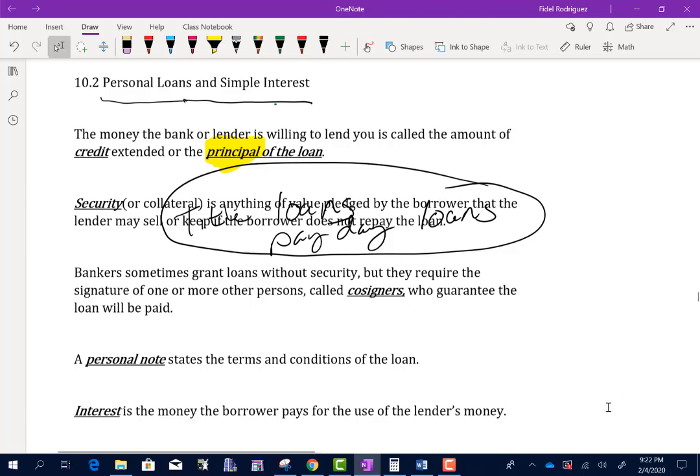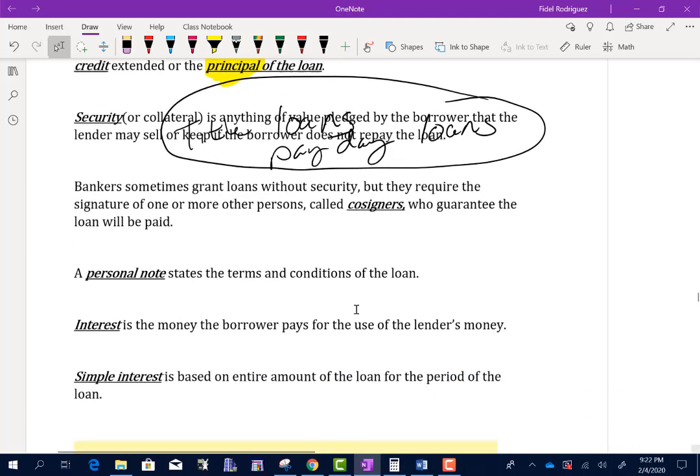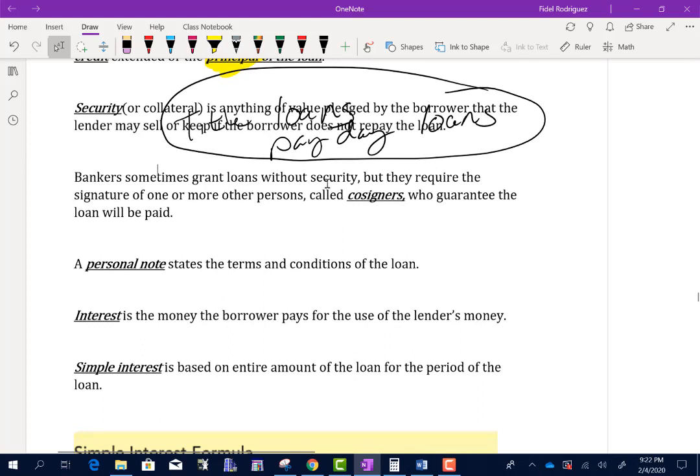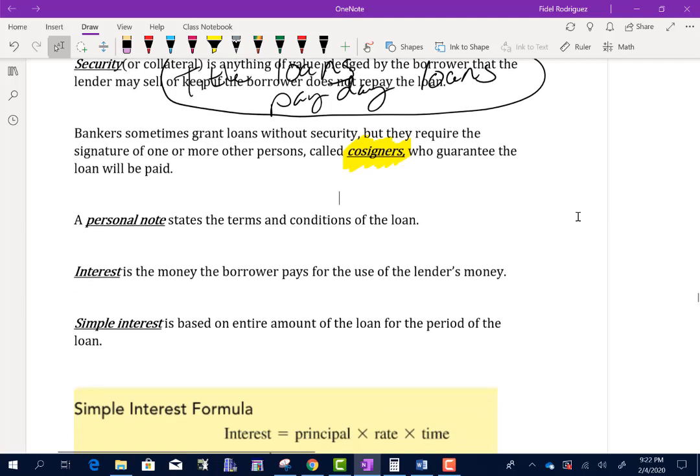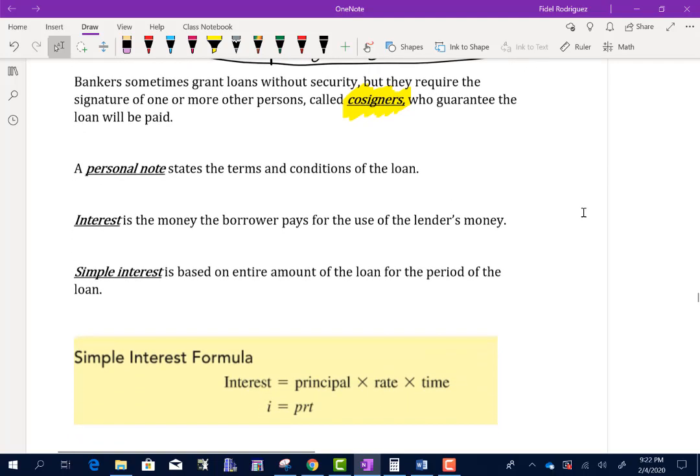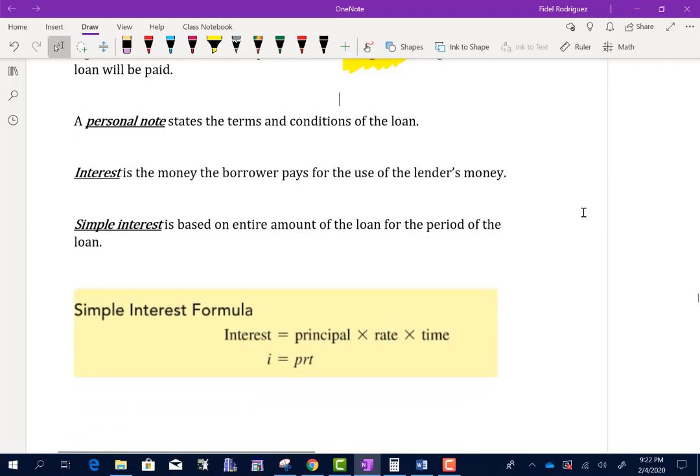All right, let's take a look at the next part. So what else do we have here? Bankers sometimes grant loans without security, but they require the signature of one or more persons called co-signers. Guys, unless you are married and you trust your spouse a whole lot, don't ever be a co-signer. If you co-sign for a loan, the bank can come after you if the other person doesn't pay it. And a personal note states the terms and conditions of the loan. Interest is the money the borrower pays for the use of the lender's money.